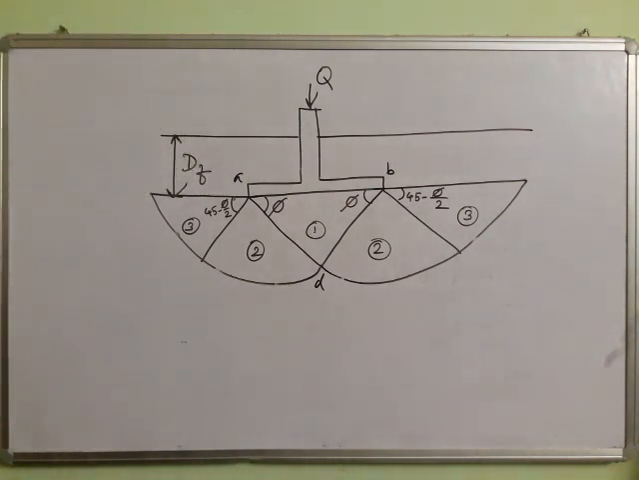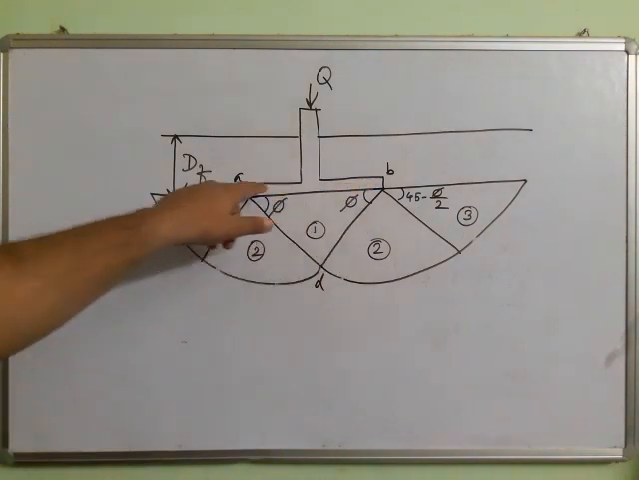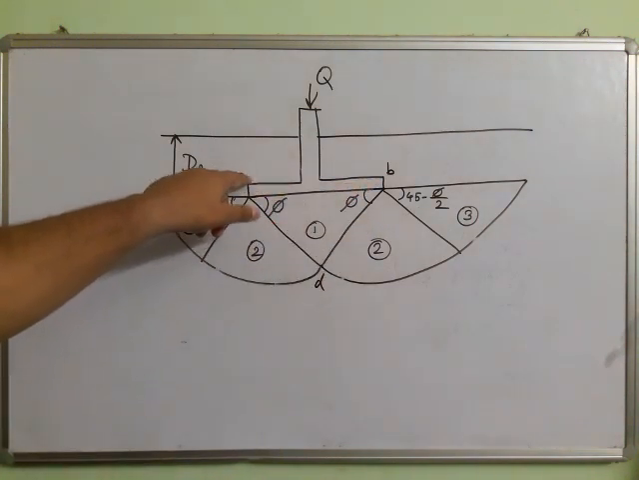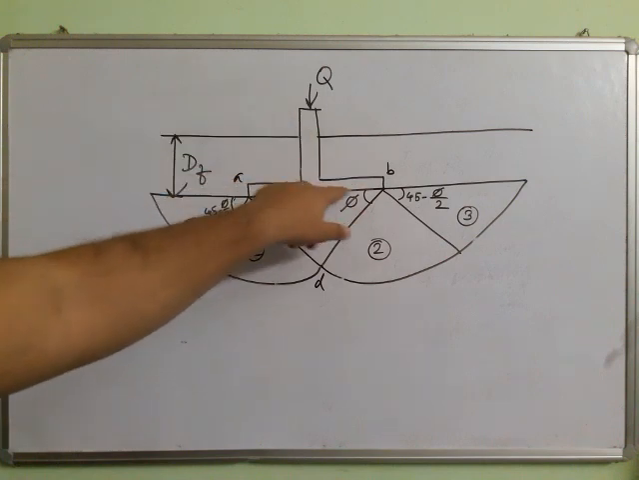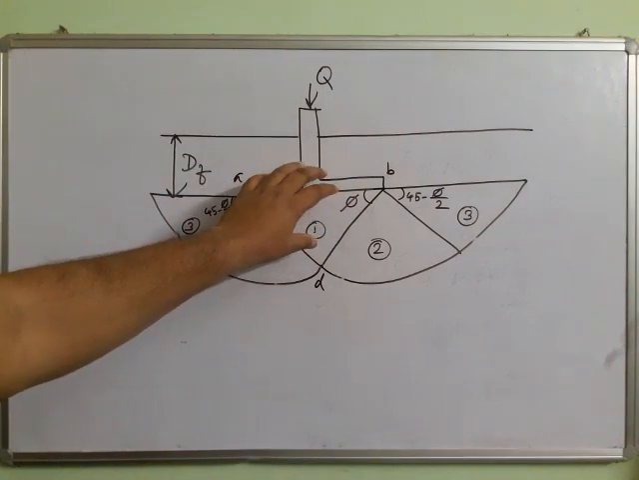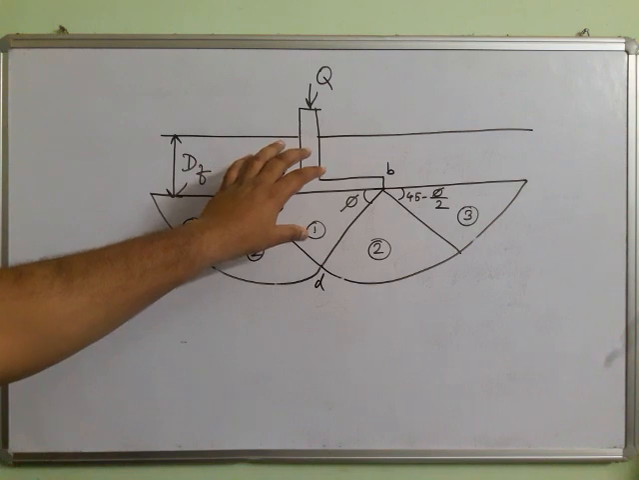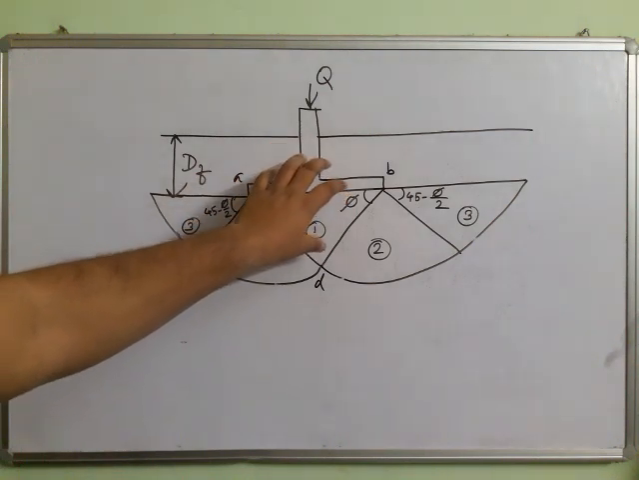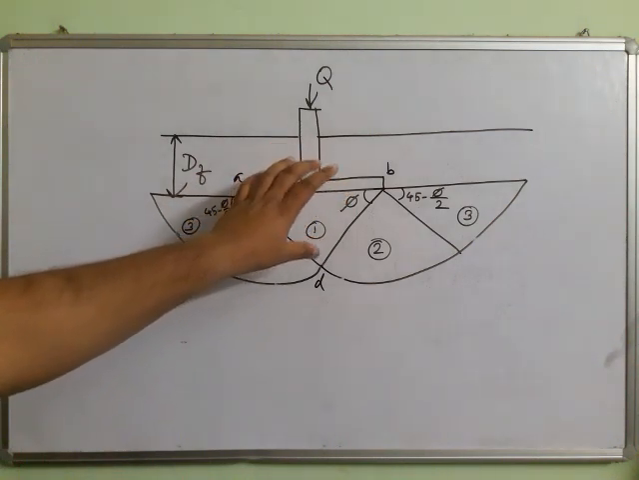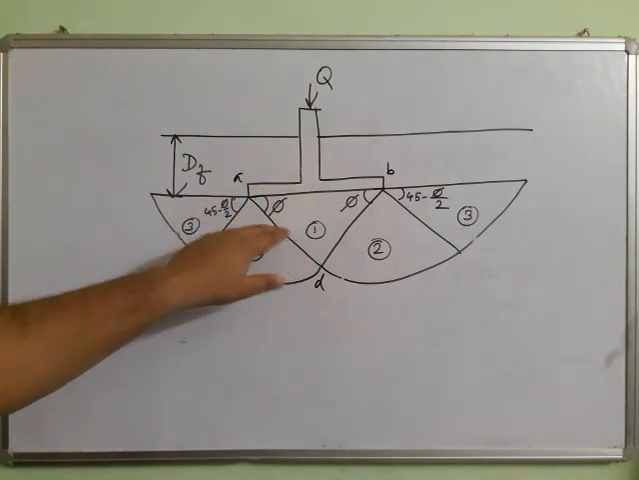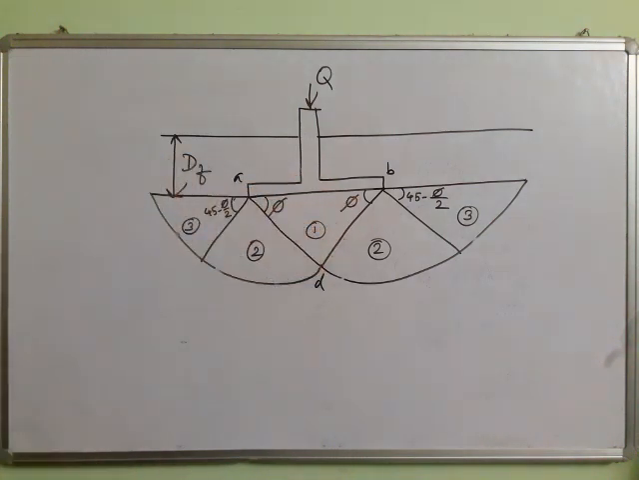Now, zone 1 is the zone where the soil is assumed to be a part of the footing itself. That means this part is considered as attached with the footing. This is considered as a part which is attached to the footing. It is a part of the footing. It is not considered as a separate entity.